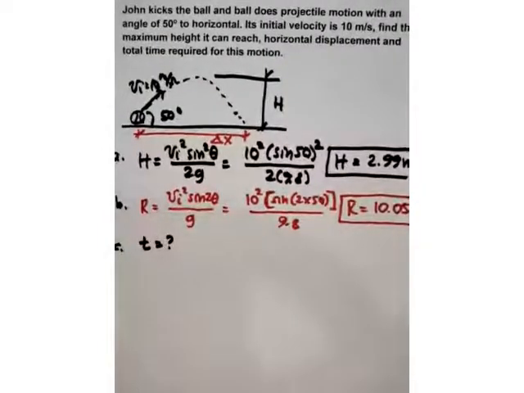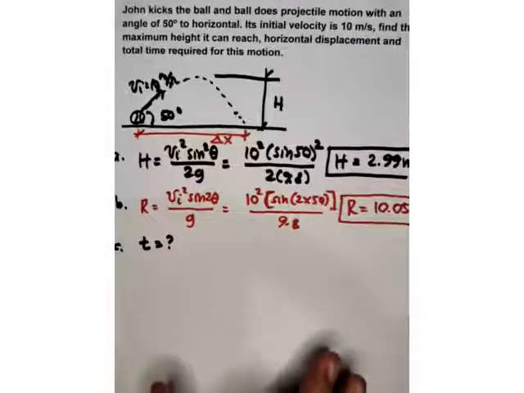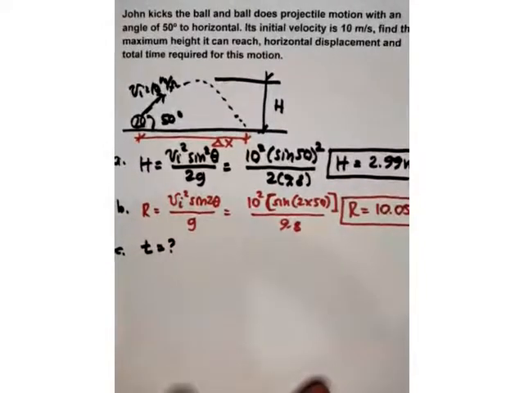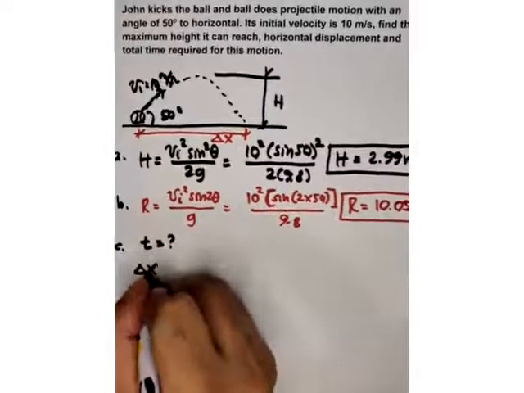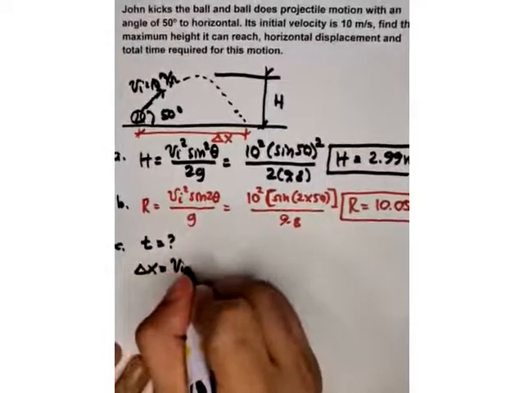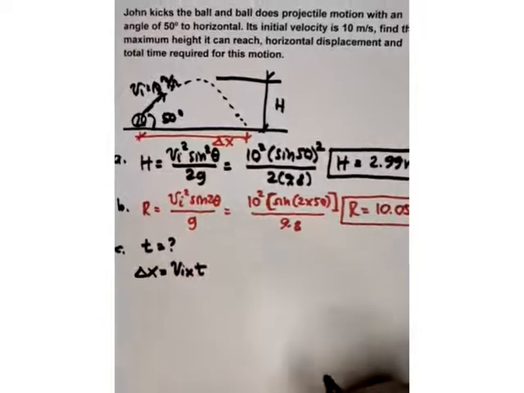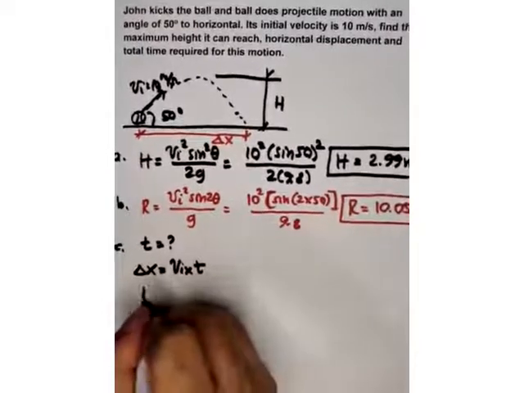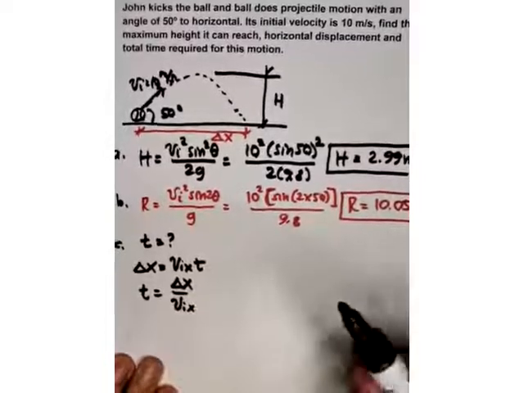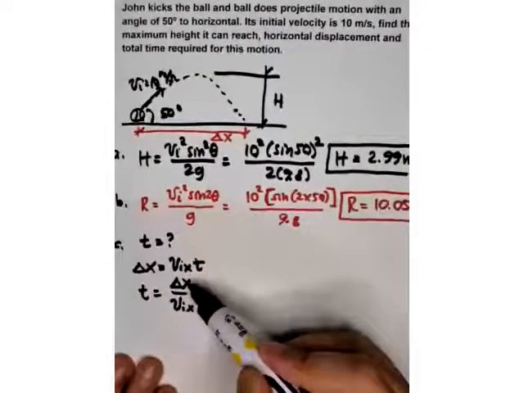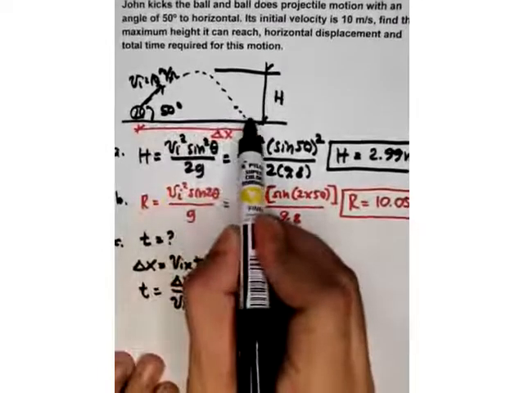Ayan. Okay, class. Ngayon, based sa analysis, saan natin siya mas madaling kunin? Sa delta x or sa delta y? Siyempre, ang tatanungin dun sa delta x, kasi delta x is Vix t lang. So that means, yung time natin is delta x over Vix. Question ay, meron ba tayong delta x pagdating dito?